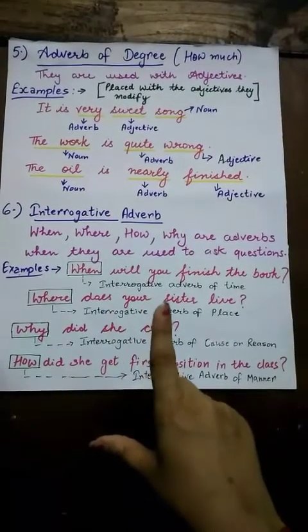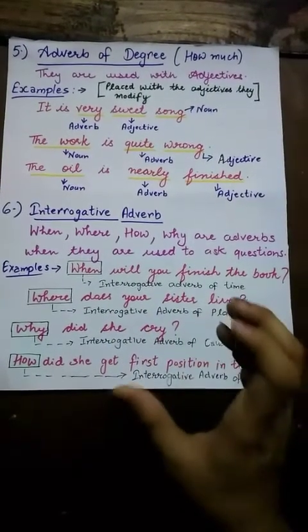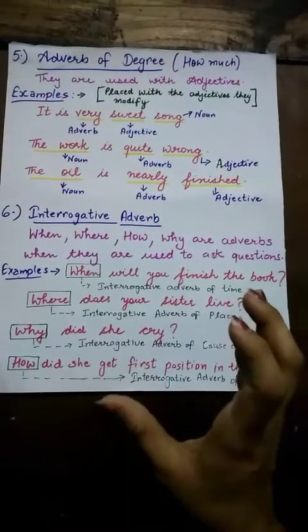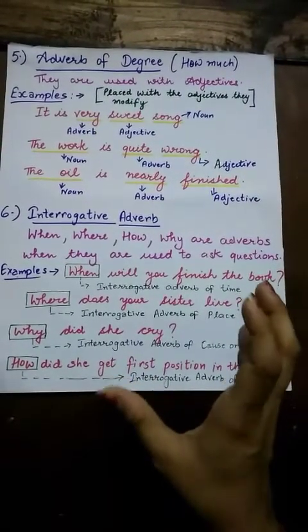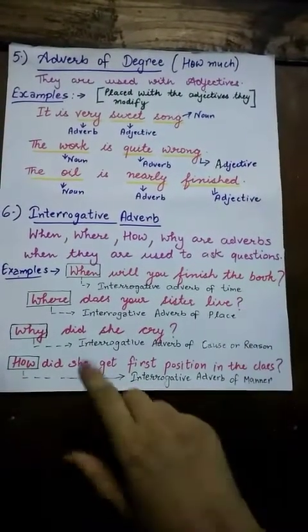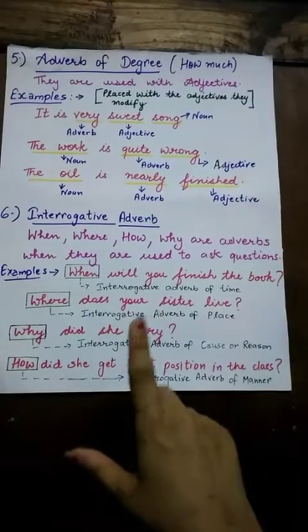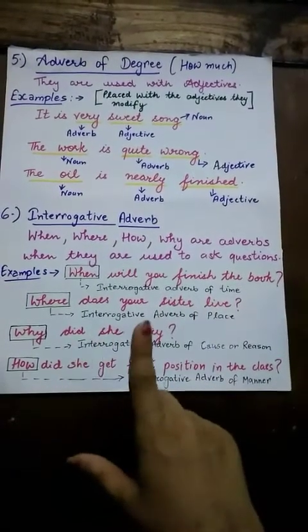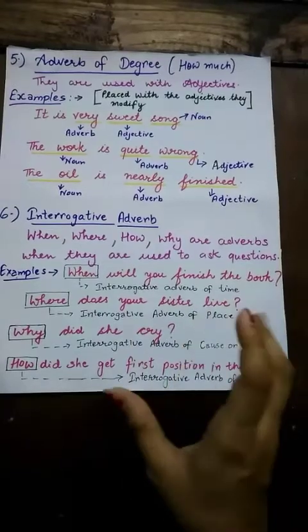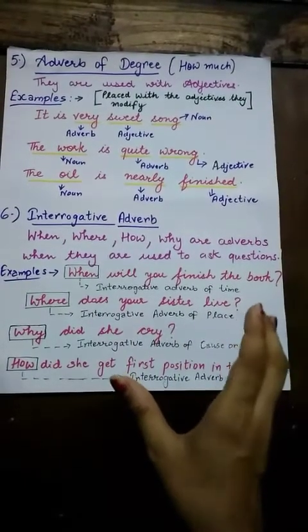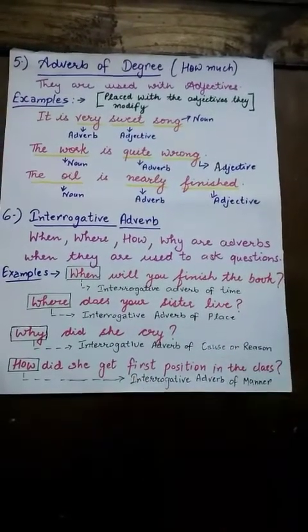When is an interrogative adverb of time that is used to ask a question about the time at which you will finish the book. Similarly, where does your sister live? Where is an interrogative adverb of place that is used to ask a question about the place of action.